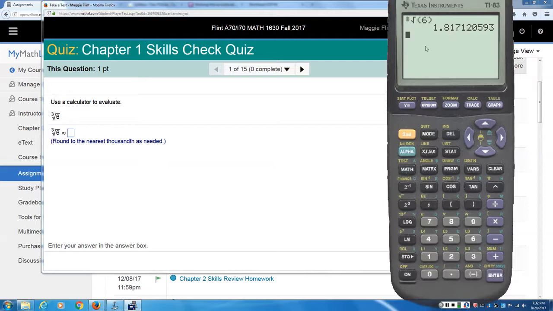If it were not the cube root, because sometimes it won't be a cube root, it'll be a 4th root or a 5th root. Like for example, if I wanted the 4th root, you will use that key, but I type in the root that I want first, then math, and then I go to number 5. And it works the same way after that. So the 4th root of it would be 1.565. Okay?